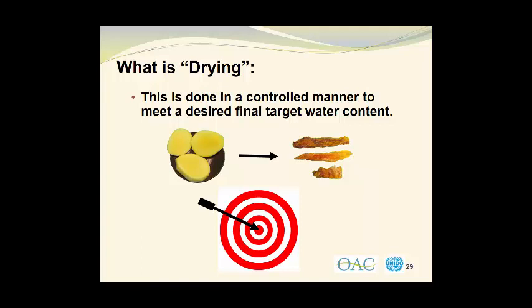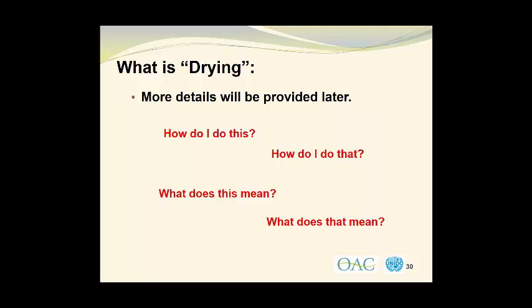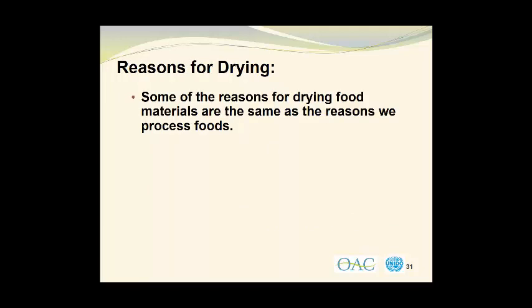With too high of a moisture content, the product can spoil. If the moisture content is too low, the product may have some attributes such as crispiness that are viewed as being unfavorable by the consumer. More details on drying will be provided later. We will answer questions such as how do I do this, or how do I do that, and what does this mean, and what does that mean. But first, let's take a look at the reasons for drying.